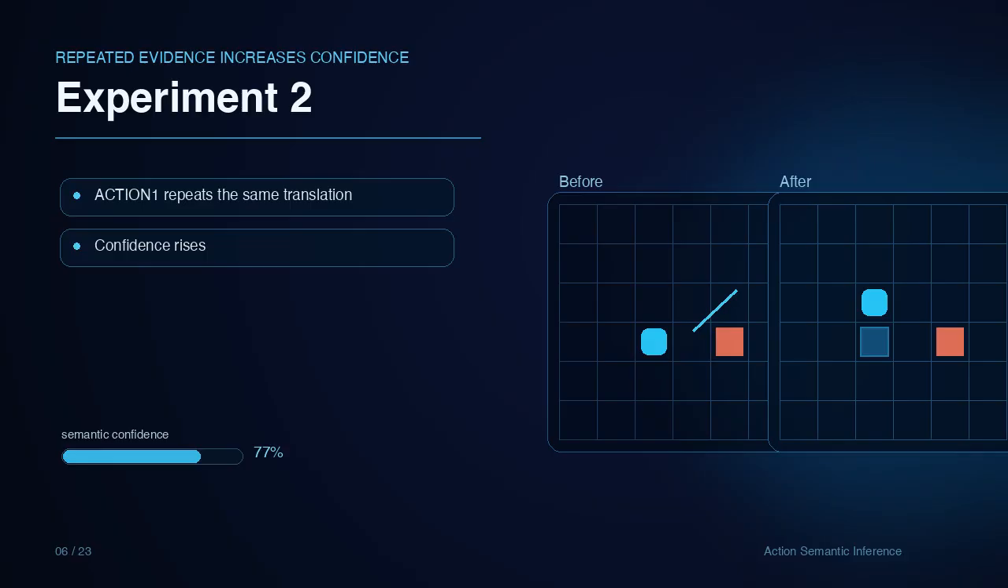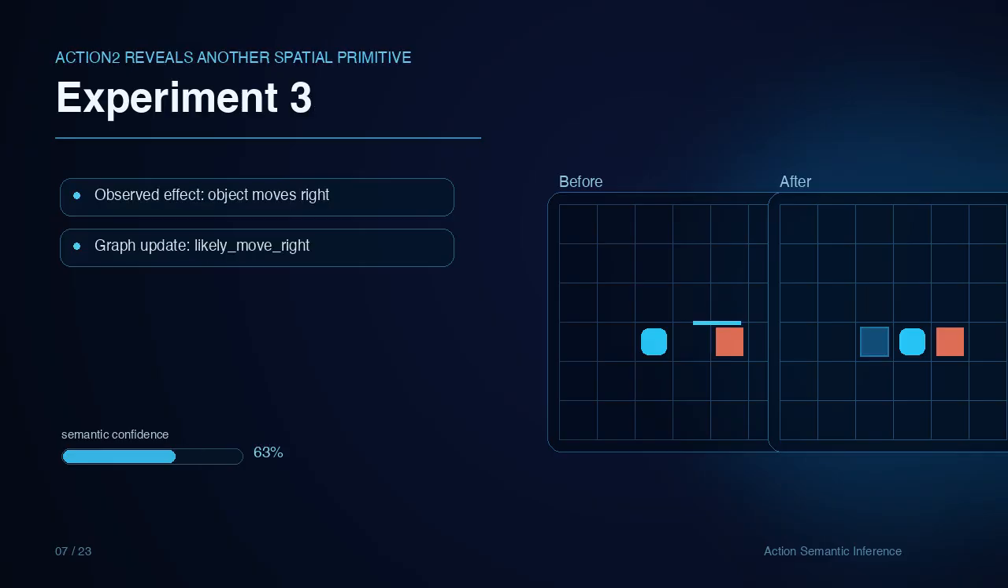Then Action 3 appears to do nothing. A weaker system may treat this as failure. ASRA treats it as information. No visible change may mean the action is invalid here, its effect is hidden, or the required context is missing. Uncertainty is not ignored. It becomes a target for exploration.